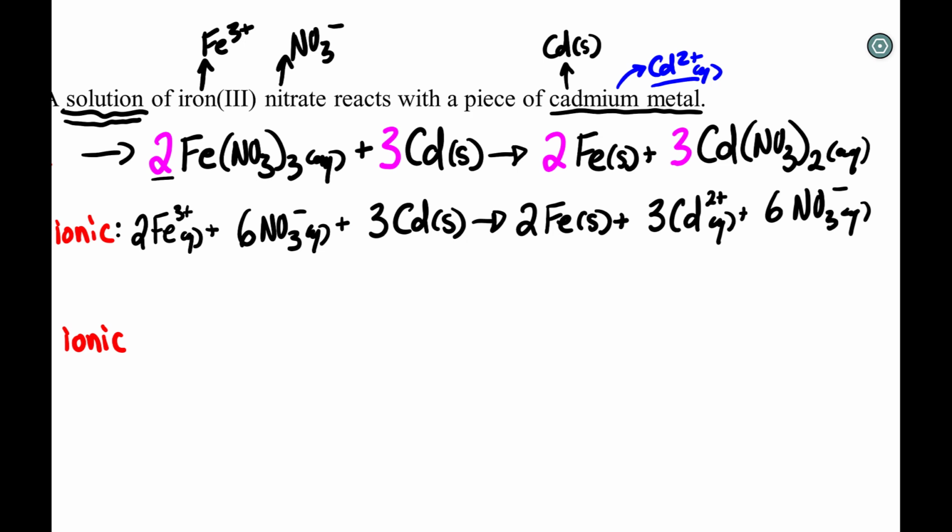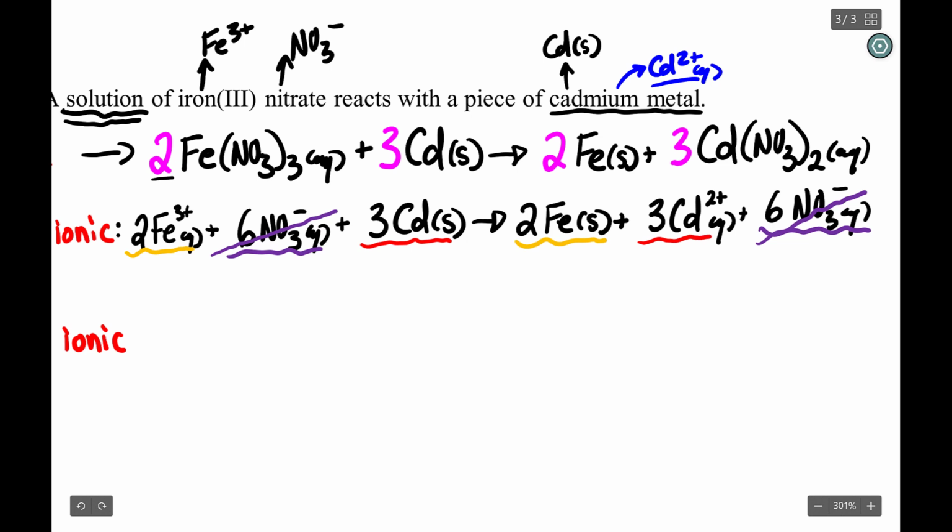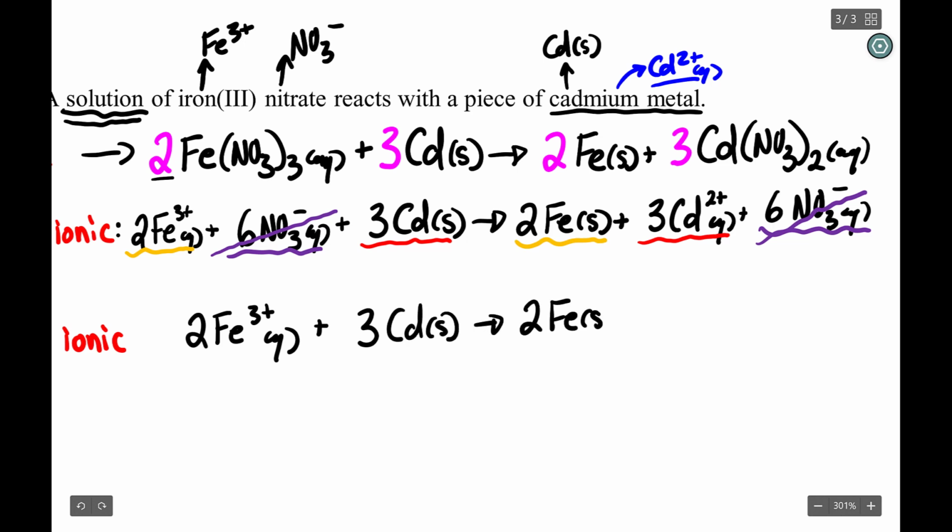So I now have my net reaction. I'm checking to see what I need to cross out. So 2 iron turns into 2 iron solids. I got to keep that. I have 6 nitrate ions aqueous turning into 6 nitrate ions aqueous. I have to get rid of that. That's going to be my spectator. And then I have 3 cadmium solids turning into 3 cadmium ions. Well, that's a change. That has to stay. So my net reaction is going to be 2 Fe3+ aqueous plus 3 cadmium solids turning into 2 iron solids plus 3 Cd2+ aqueous.